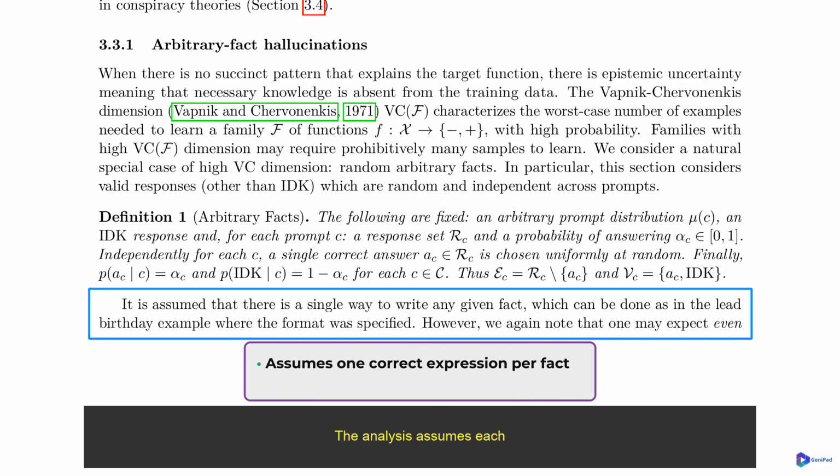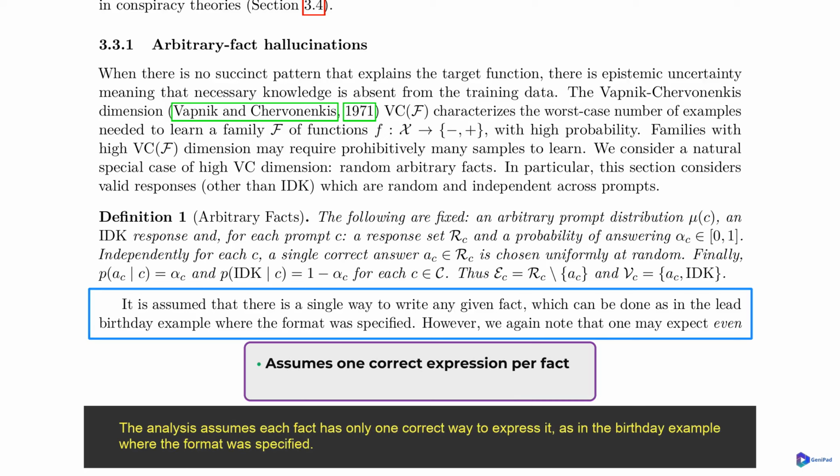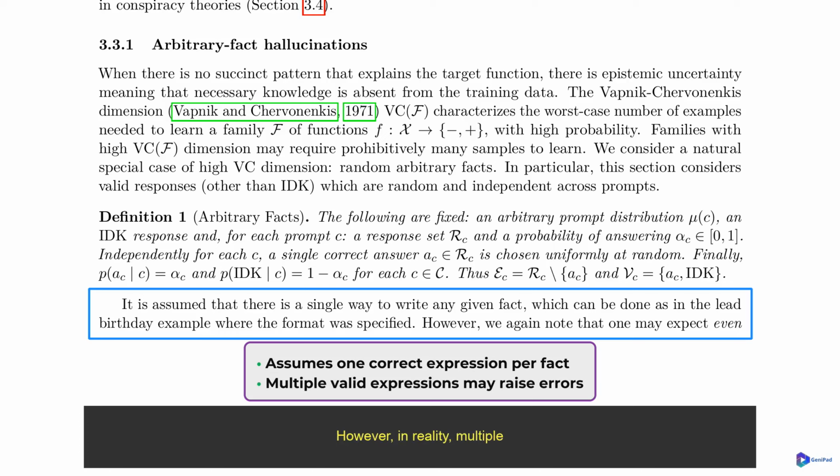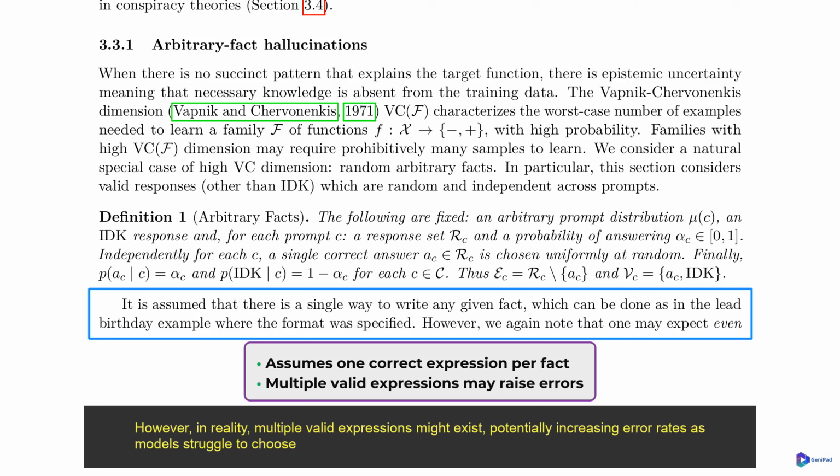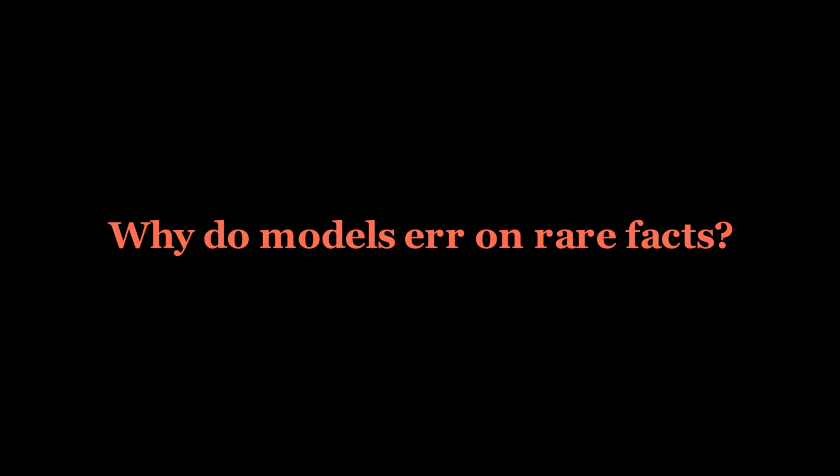The analysis assumes each fact has only one correct way to express it, as in the birthday example where the format was specified. However, in reality, multiple valid expressions might exist, potentially increasing error rates as models struggle to choose the right one.